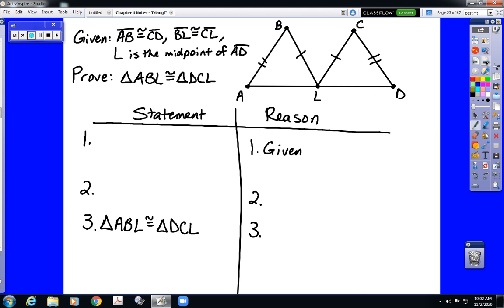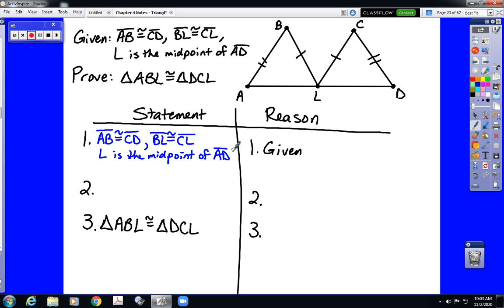So let's actually look at a proof. Here is a proof using the side, side, side congruence postulate. We start every proof the same way, that is by listing the givens. This proof has 3 givens. AB is congruent to CD. BL is congruent to CL. Notice that both of those sets of sides are already marked in the picture. And finally, L is the midpoint of line segment AD. So 2 of those givens we're using straight away.